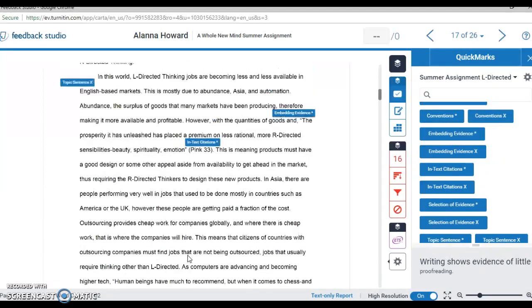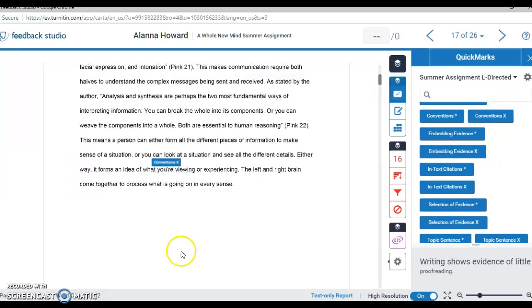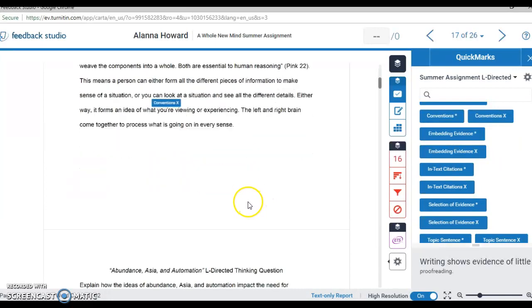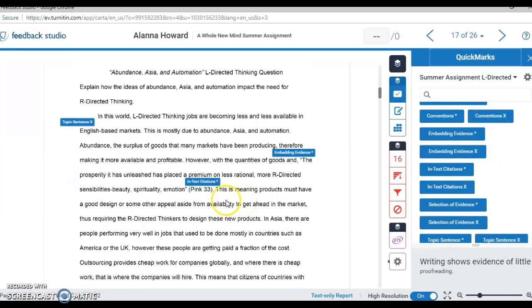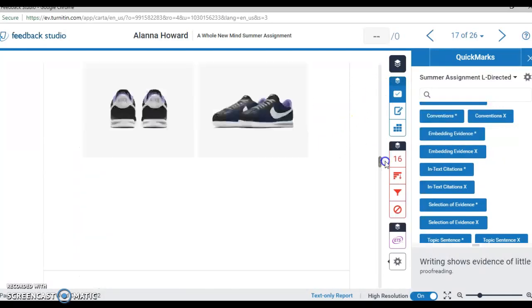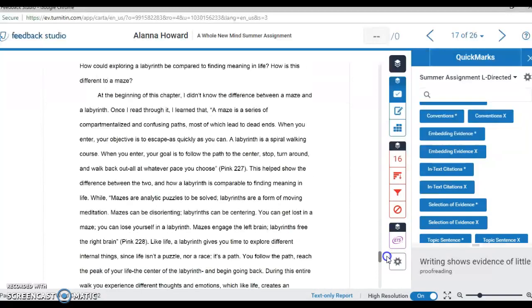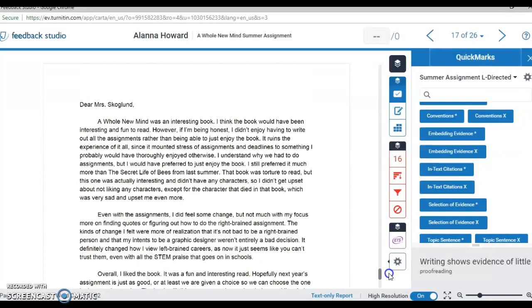Lastly, I looked at citations and conventions. Conventions, I can definitely tell you proofread, just encourage you to watch out for those personal pronouns, especially "you," which really makes your writing a little bit too informal. So even just saying something like, "either way it forms an idea of what people are viewing or experiencing," that's just going to elevate it a little bit. Citations are perfect though, so good job there. Keep that up. And then I thought your R-directed activities looked really good as well.